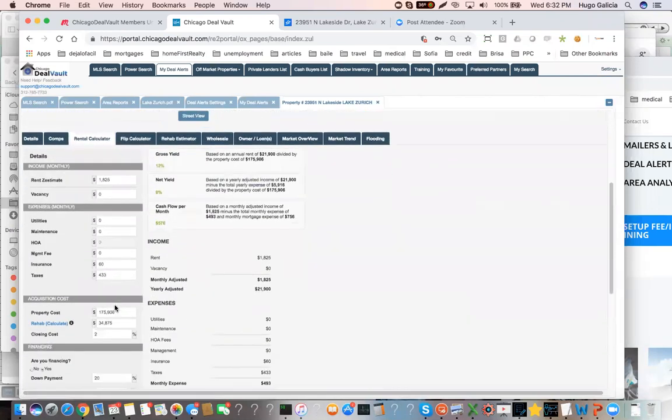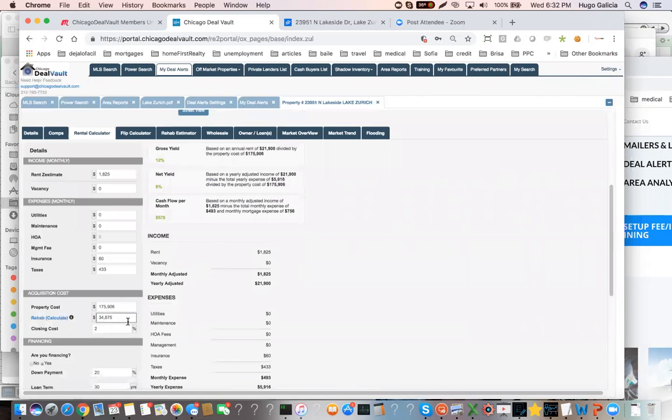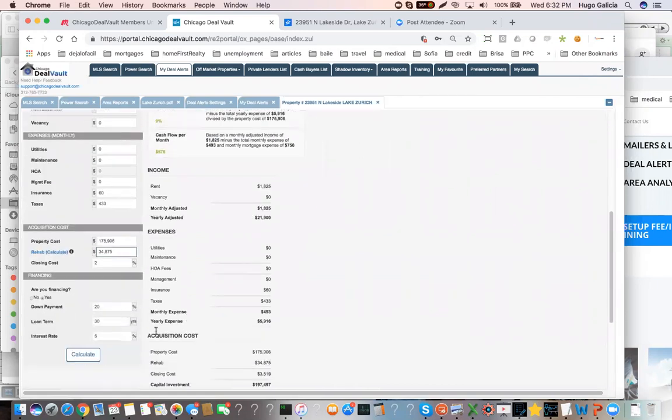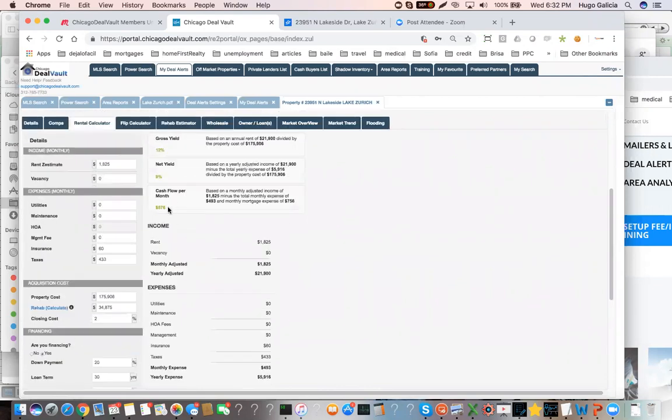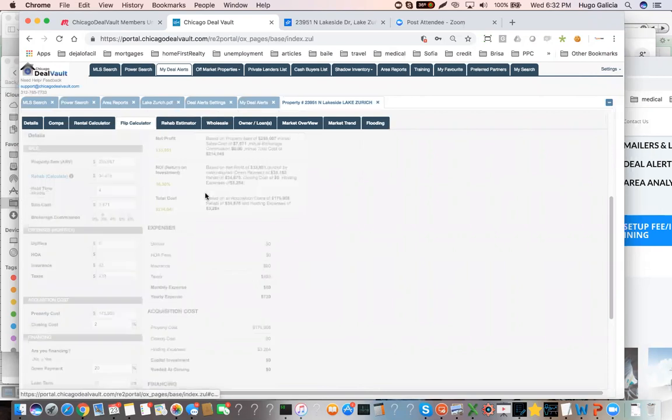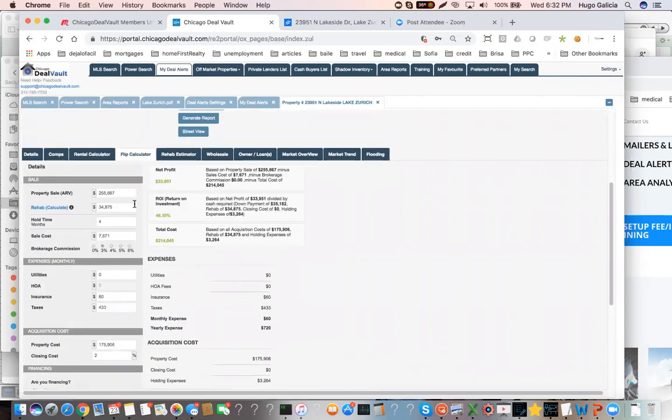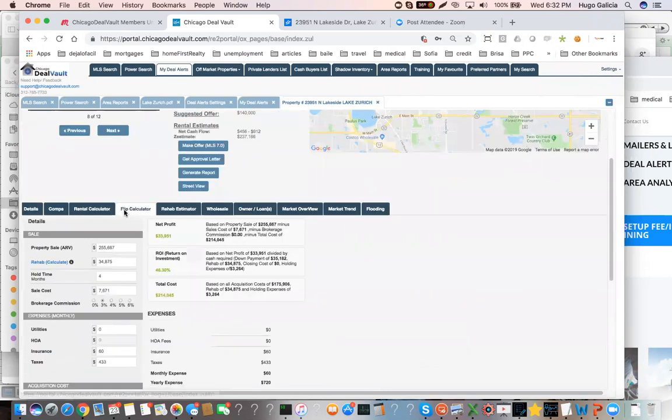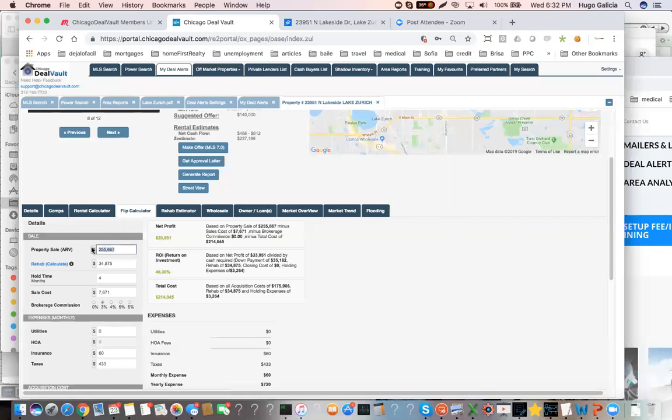So let's go back to the, so right here, 34. So it just copied over. And then let's just calculate. So if we were to rent a property, we're gonna be making about 575, okay? Which makes sense. That's a great number. Now let's do the fix and flip, right? So after pulling the comps, we can safely say that we can sell the property for $255.